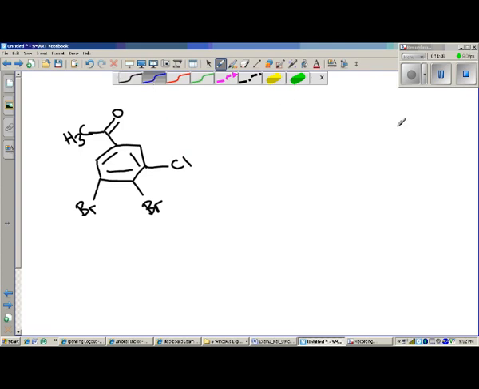So we know the parent name here is going to be acetophenone. Again, that's a common name. It was devised by whoever decided to do it. And if you can figure out these substituents here, we're going to have something something dibromo, something chloroacetophenone. We know this is going to be position number 1.